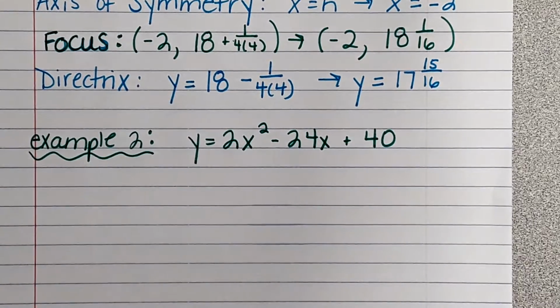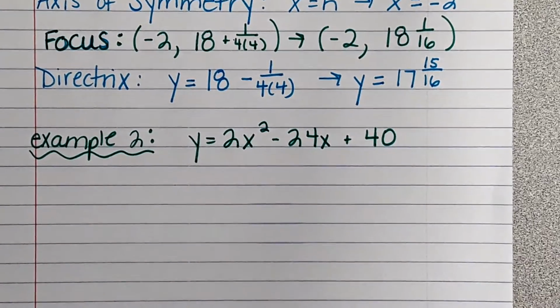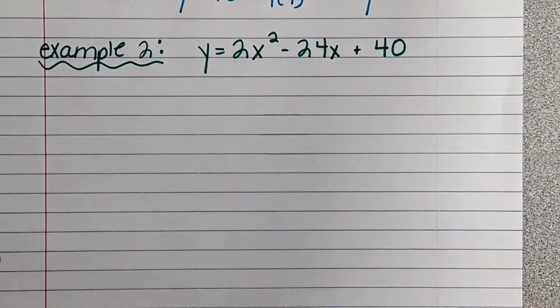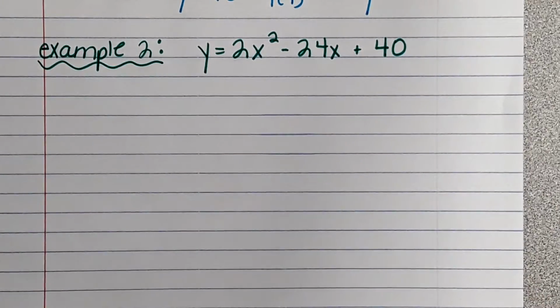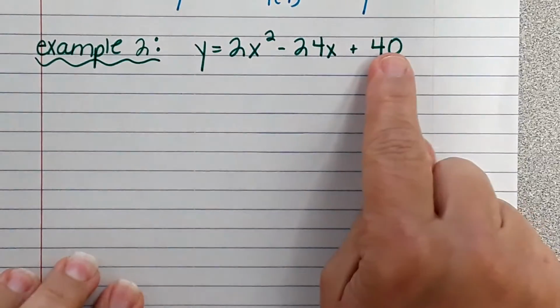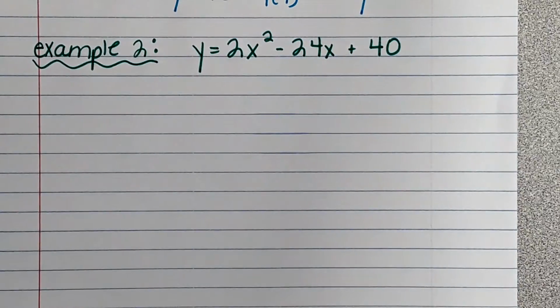Okay, so this is example 2. Again, I just want to mention that in your book, it's going to ask you to write it in standard form. This is in standard form. The book calls vertex form standard form. I'm not really sure. Okay, so again, you guys, in your book, when it asks you to write it in standard form, what they really mean is write it in vertex form.